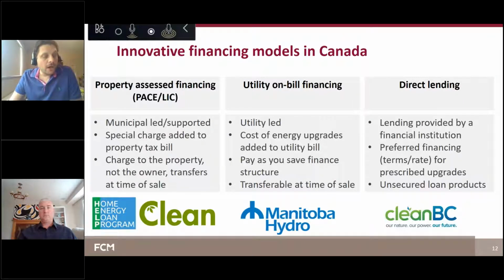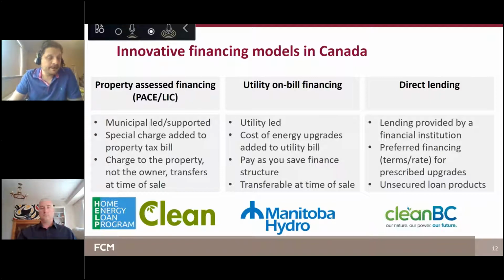On-bill financing is the second option, and it allows the cost of home energy upgrades to be repaid via the homeowner's utility bill. This type of program requires close participation and partnership with a utility company. The charge can be structured so that the annual energy cost savings cover the cost of the upgrade. Often this can be done in such a way that it is cash neutral in terms of monthly cash flow from the homeowner's perspective. This type of financing can also be transferable at time of sale. Manitoba Hydro's PAYS program and the City of Nelson, BC's EcoSave program are two good examples of utility on-bill financing in Canada.